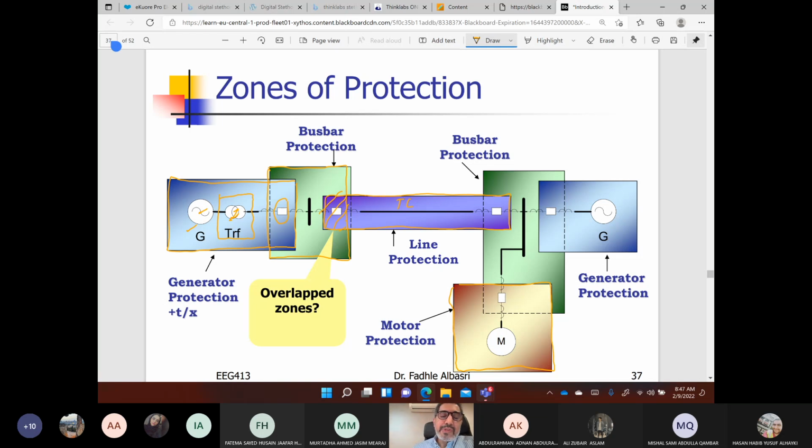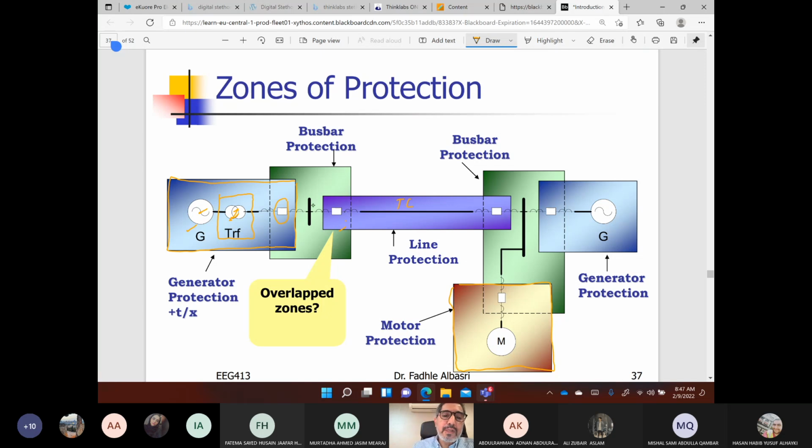So why do we need to overlap? The goal is that we don't leave any spot in the system that will not be detected. And how do you achieve this overlap? By placing the current transformers at the proper locations.